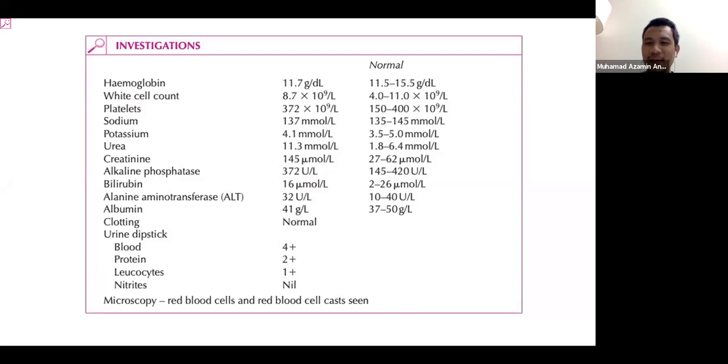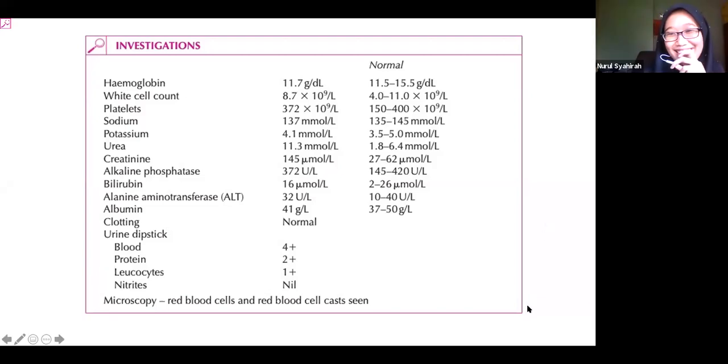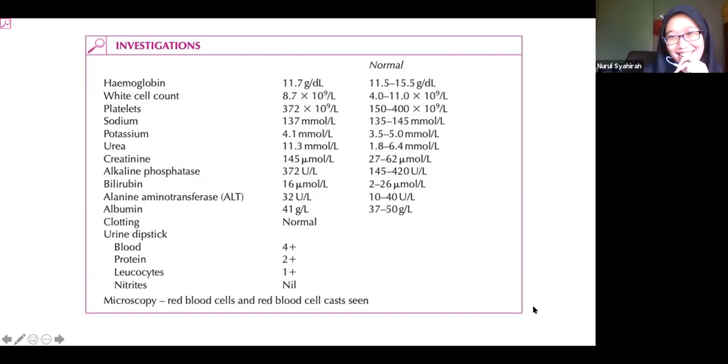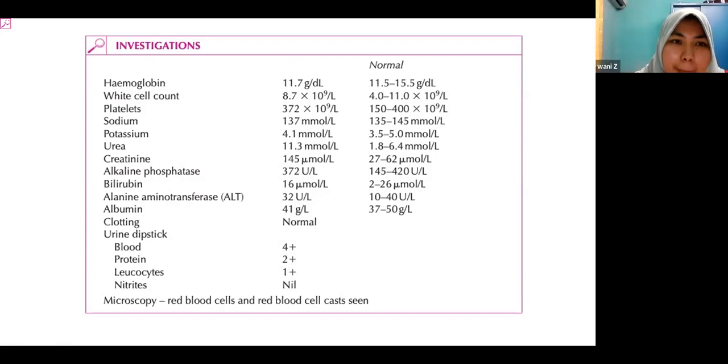Anything else? Or you want to pass the baton to your colleague? Anyone can help. Anyone is not helpful. You need to pick a name. If you say anyone, it is not helpful at all. Shazwan. So what can you conclude from these investigations? So this patient may have hematuria secondary to UTI.